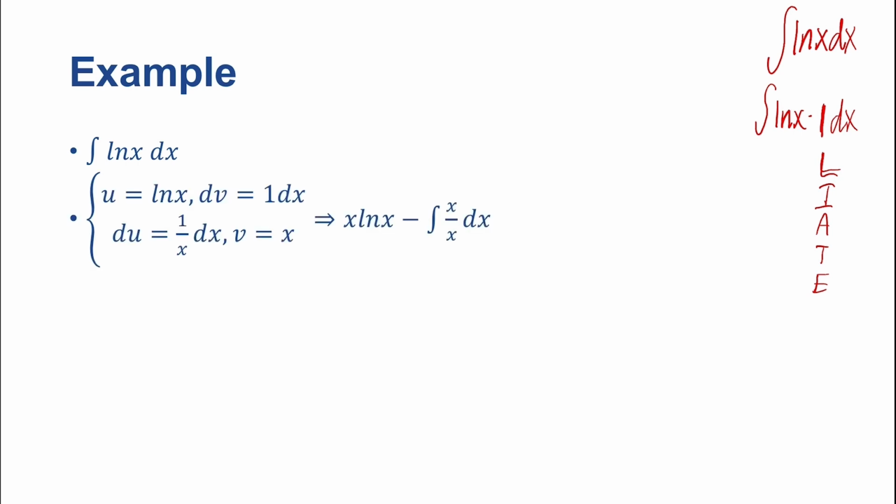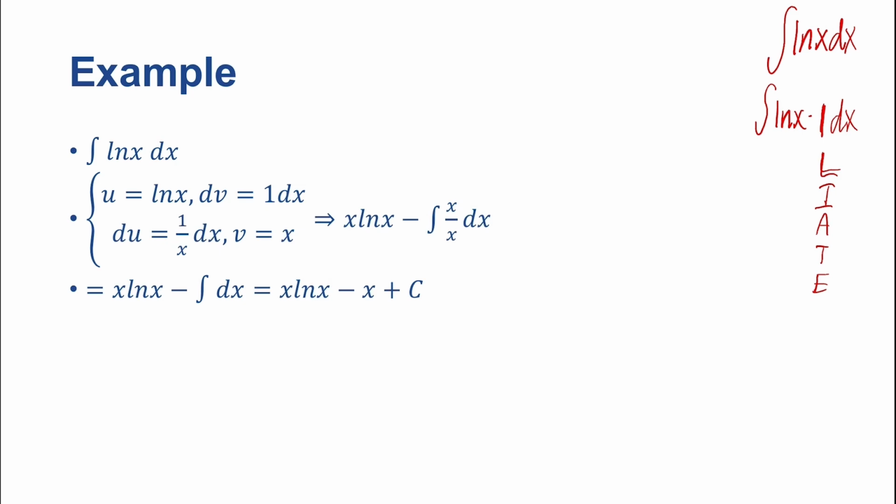So we're going to get u is equal to the natural logarithm of x, du is then equal to 1 over x, the derivative, times our differential dx. dv will be equal to 1 dx, and then v will be equal to the integral of 1 dx, which is x. So now when we plug in, we do uv, so that's x times the natural logarithm of x, minus the integral of v du, which is x times 1 over x dx, which is just x over x, which can be simplified to 1.